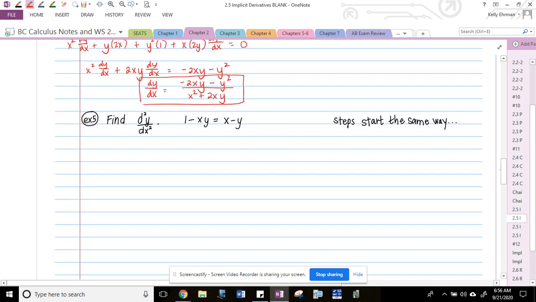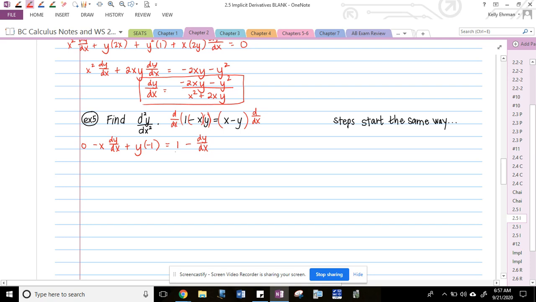What if I want to find a second derivative? So start the same way. Find the first derivative. Okay, so derivative of a constant is 0. And then I like to think of this as negative x is my first function and y is my second, so that I don't have to worry about distributing a negative. So the first is negative x times the derivative of y plus y times the derivative of negative x. And then that would equal derivative of x is 1 minus derivative of y.